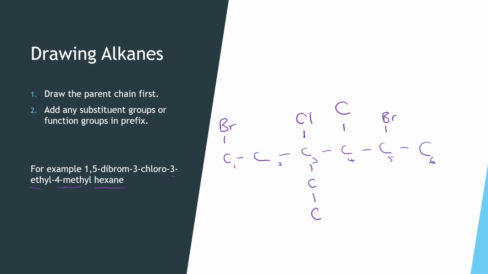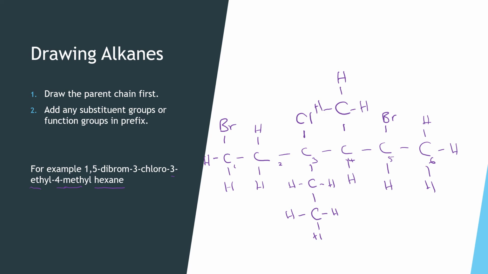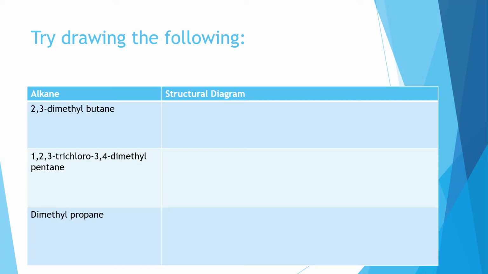I now need to complete and satisfy my bonding by putting in hydrogens. So remember, each carbon must have 4 bonds. I've managed to draw a hydrocarbon. I would now like you to try and draw some of these alkanes. So make sure you stop the video and have a go.